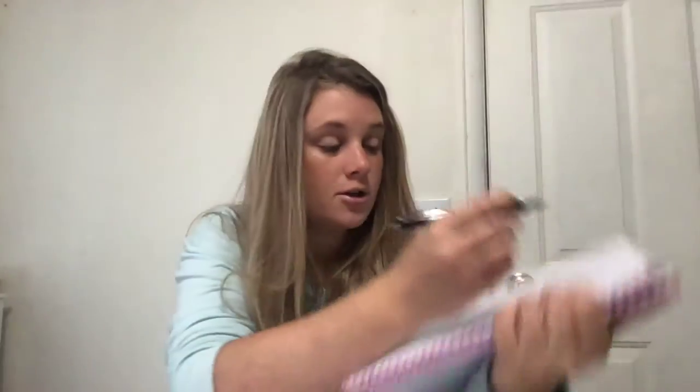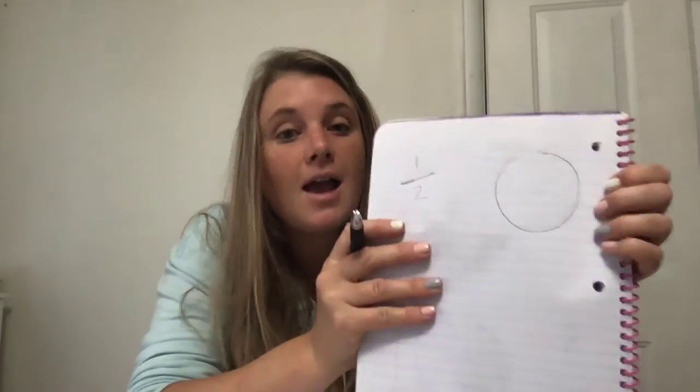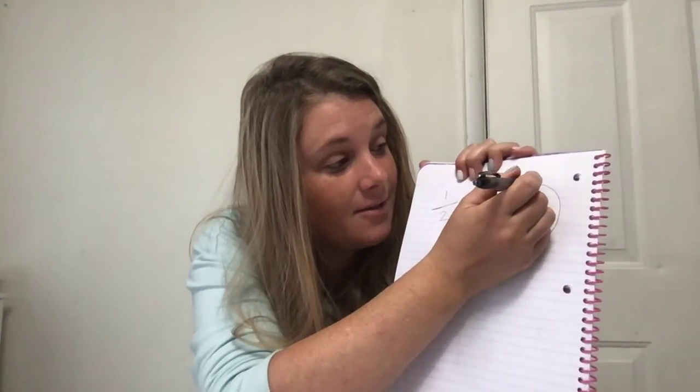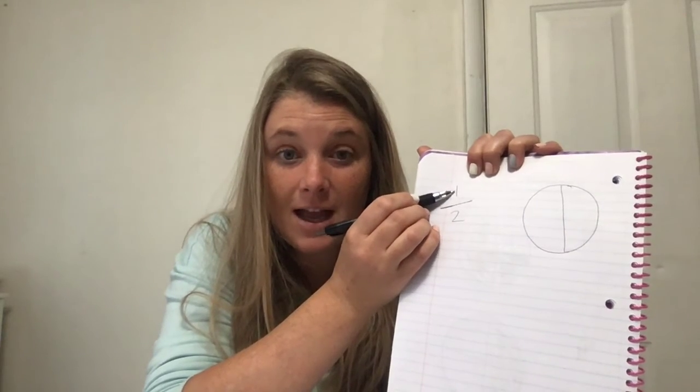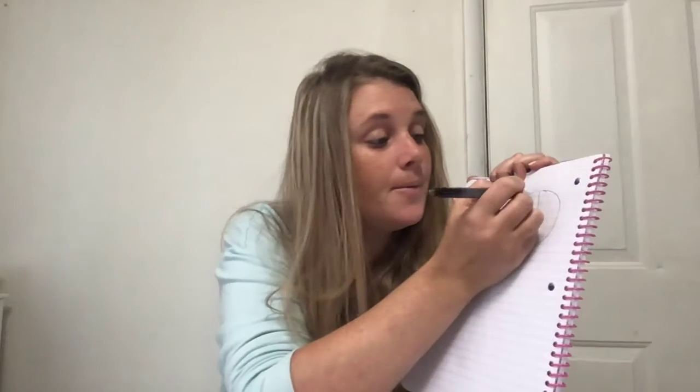Okay, let's draw our circle. How many are we going to break it into? 2, right? Let's break it into 2. How many are we going to color in? How many are we looking at? 1 of the 2. So we're going to color that in.